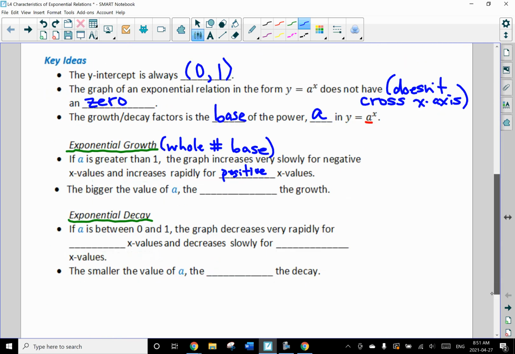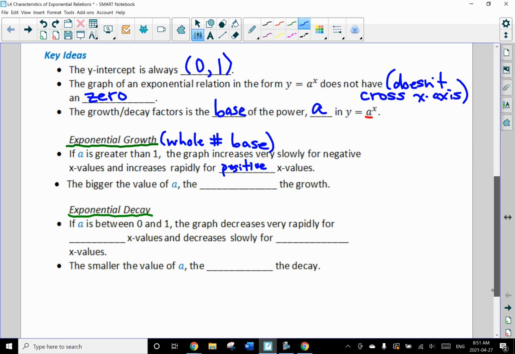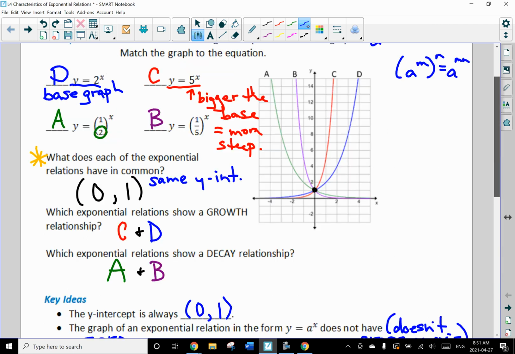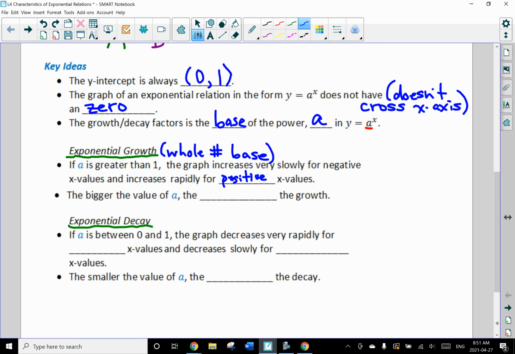Same thing happens if we go the other way. The bigger the value of A, the steeper, the quicker, the faster the growth.